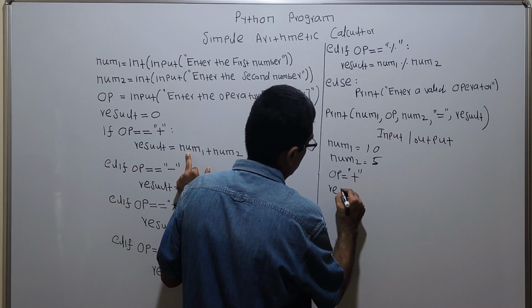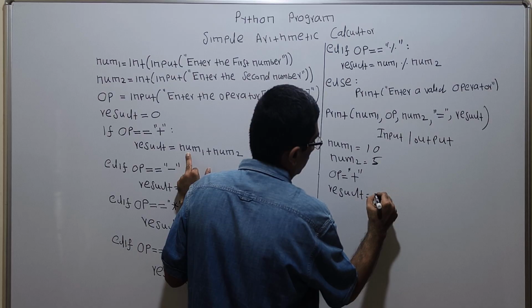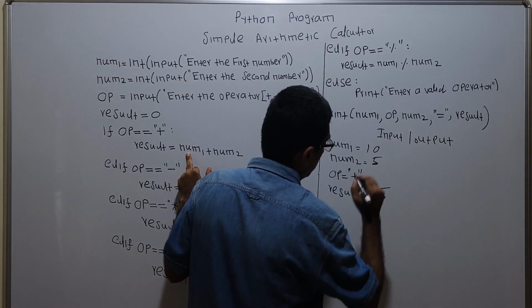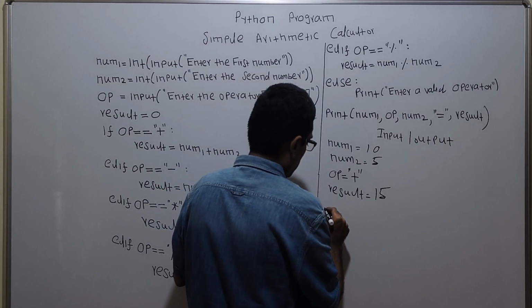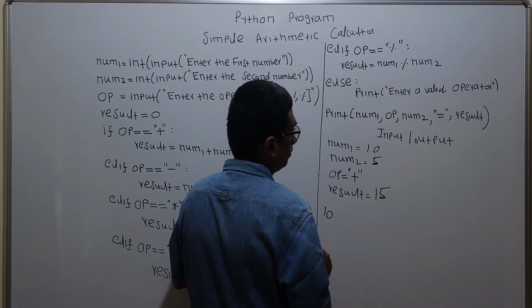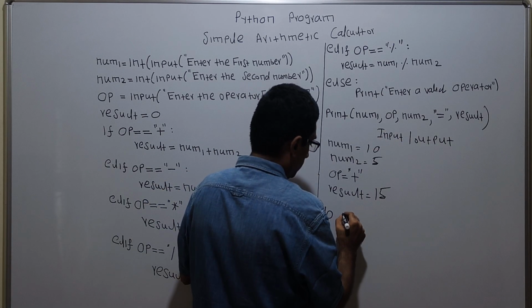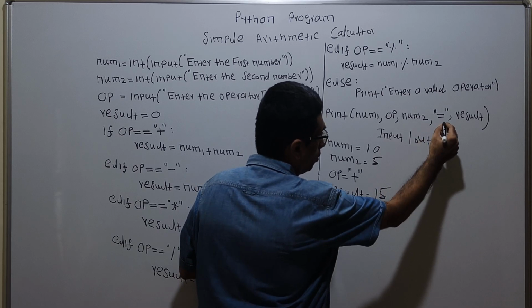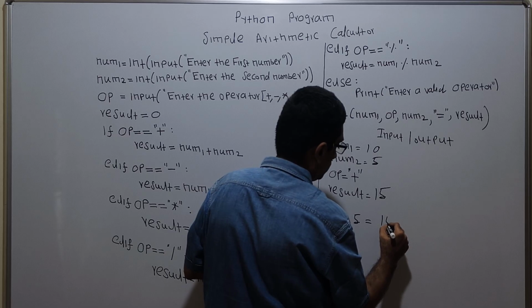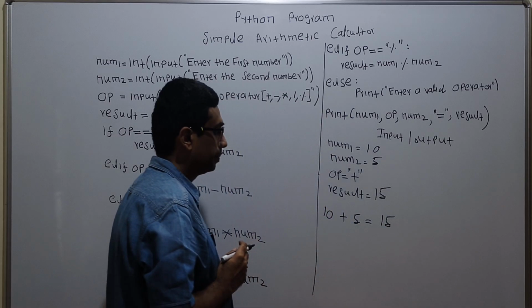So result equal to 15. My output is num1 10, operator is plus, num2 is 5, equal to is a string, and 15.